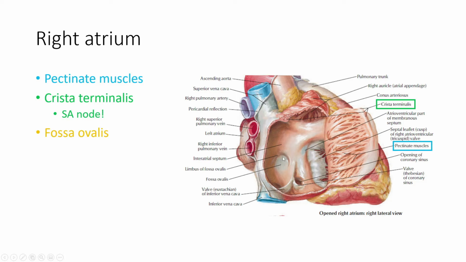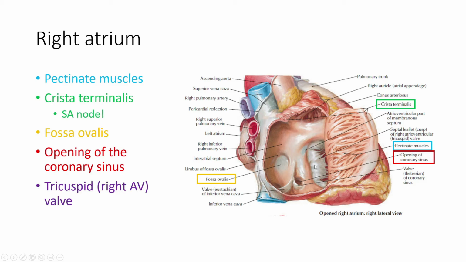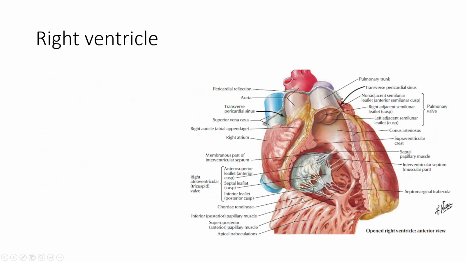We have the fossa ovalis, which is the closure of the foramen ovale, so an embryonic structure there, right over here. And then we have the opening of the coronary sinus down here, and that is the drainage of the coronary vasculature. So they all go straight back into the right atrium. And lastly, we have the tricuspid valve, which you can see here, along the more anterior part of the right atrium, draining into the right ventricle.